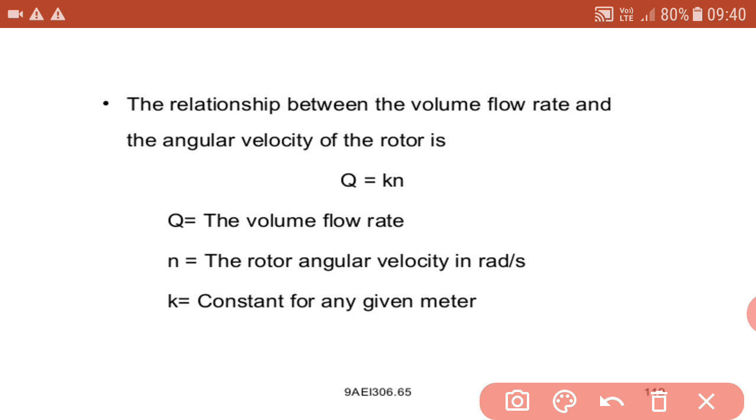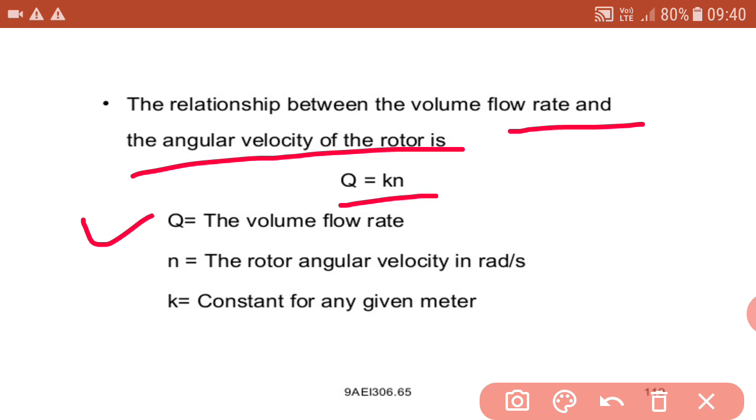The relationship between the volume flow rate and the angular velocity of the rotor is Q = Kn, where Q is the volume flow rate, n is the rotor angular velocity in radians per second, and K is the constant of any given meter. So this is the simple formula for the relationship between volume flow rate and angular velocity.